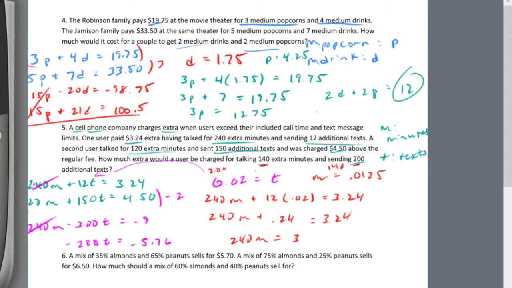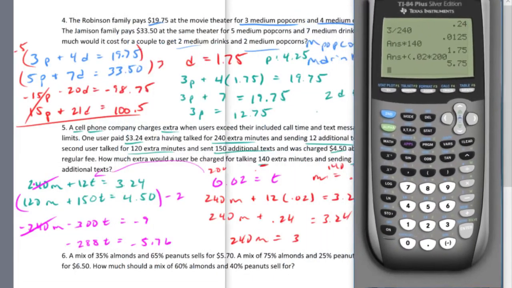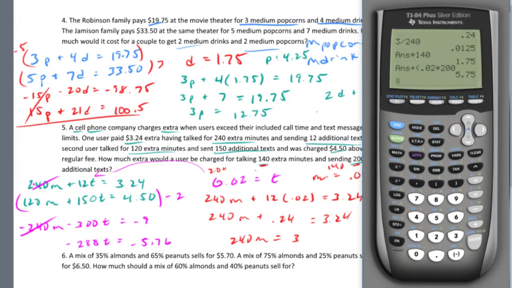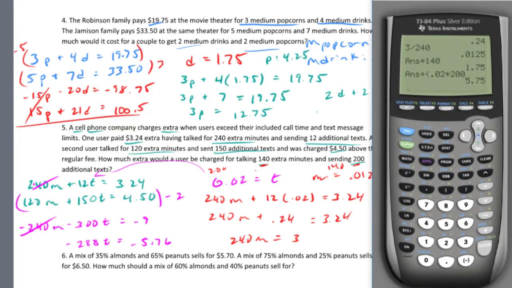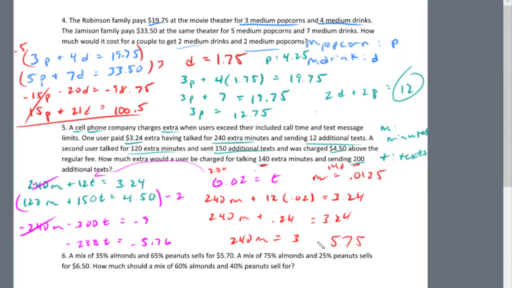And now my calculator's over here. 5.75. Come on now, we can do it. Oh, what am I doing? No, I'm not going to do it. I only have 1 minute. 575. 575. That's our answer.